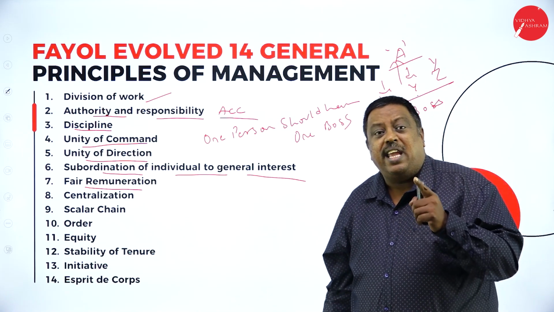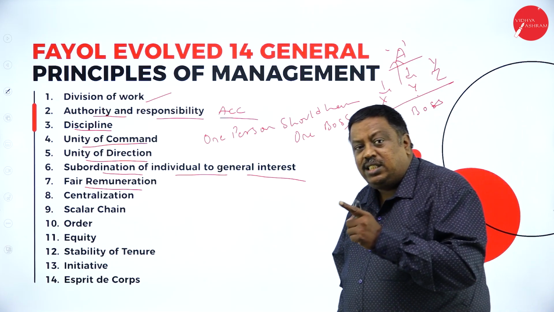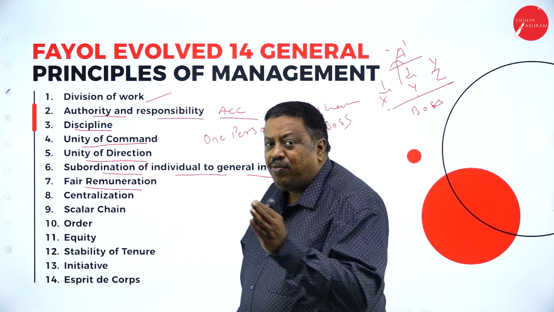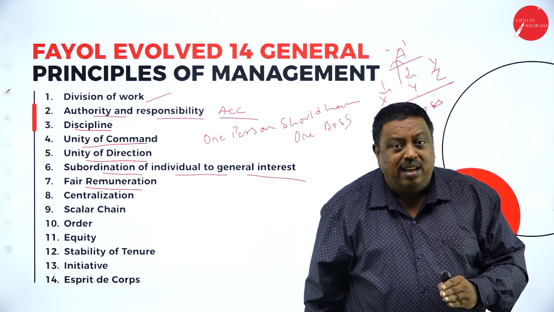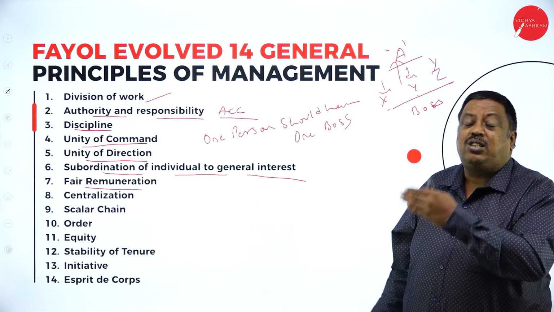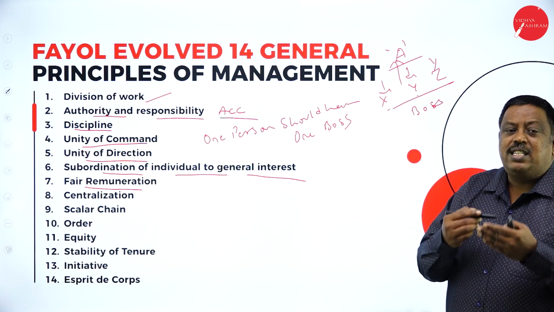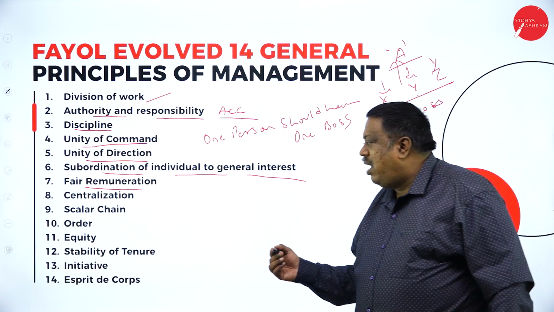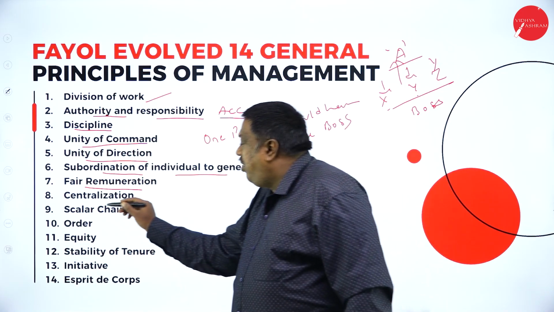If you're not paying salary or wages according to the efficiency or effectiveness of work, and if the wages are not paid on time, or if the wages are not provided according to the needs of the employee, then there will always be a difference in the working area. So first, have fair remuneration.